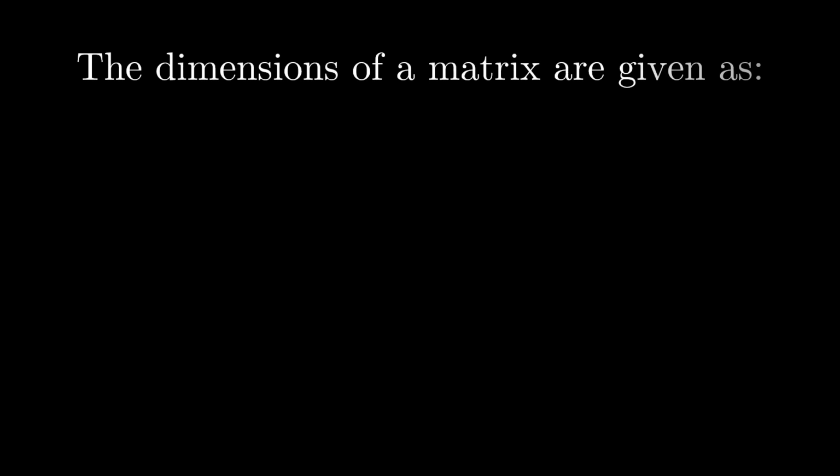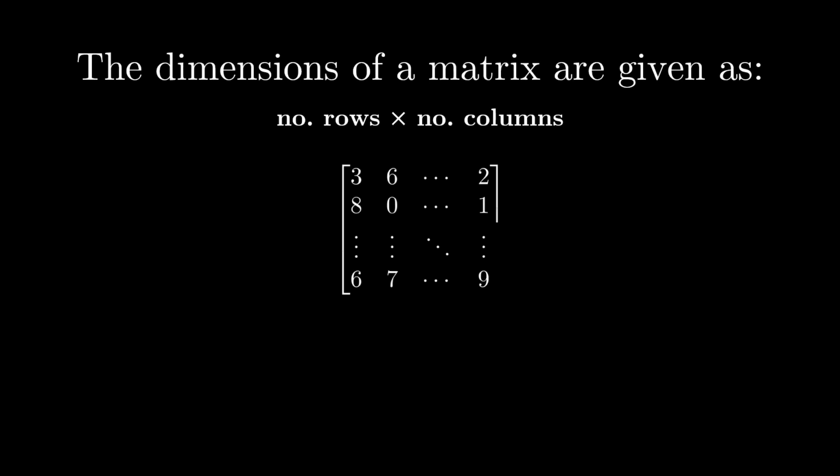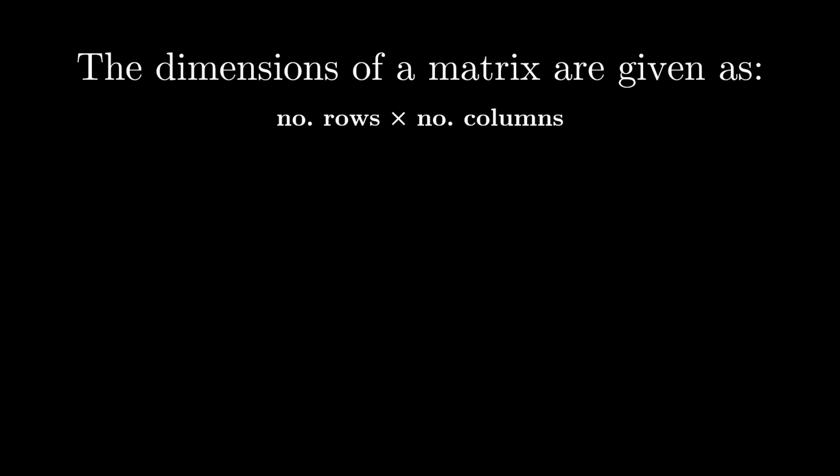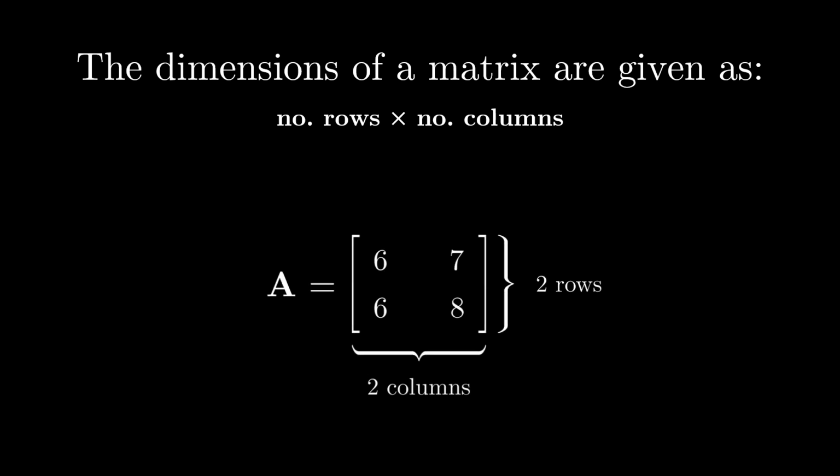The dimensions of a matrix are given as number of rows by number of columns. Here is an m by n matrix with m rows and n columns, thus giving it m by n dimensions. The matrix A displayed here is a 2 by 2.